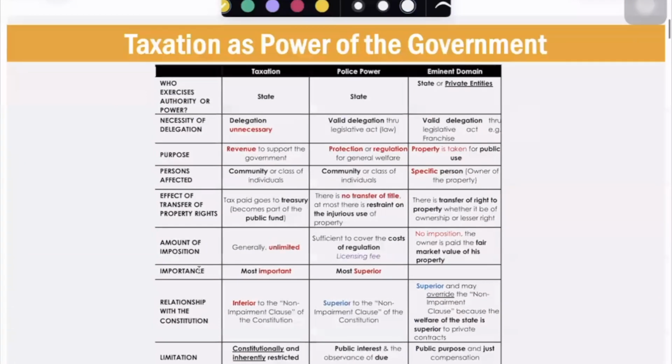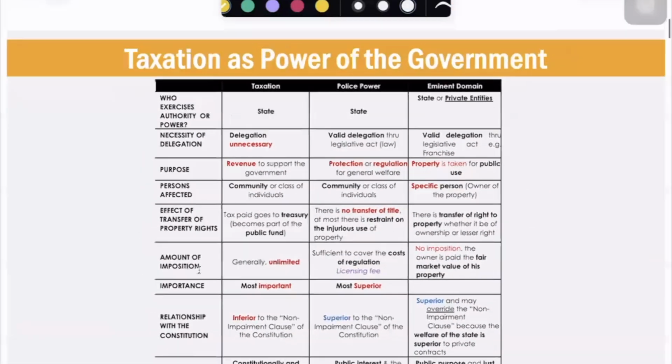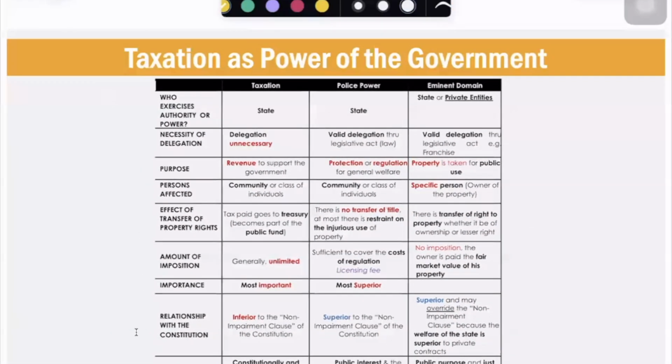Now, let's go to taxation as a power of the government. So we said a while back that taxation is a power of the government. Why? It is one of the inherent powers of the state. As we said before, there are three main inherent powers of the state. And what are those? First, eminent domain. Next, we have your police power. And then we also have your taxation power.